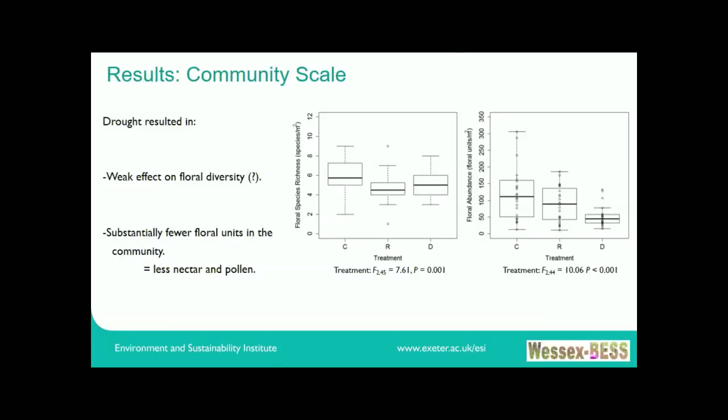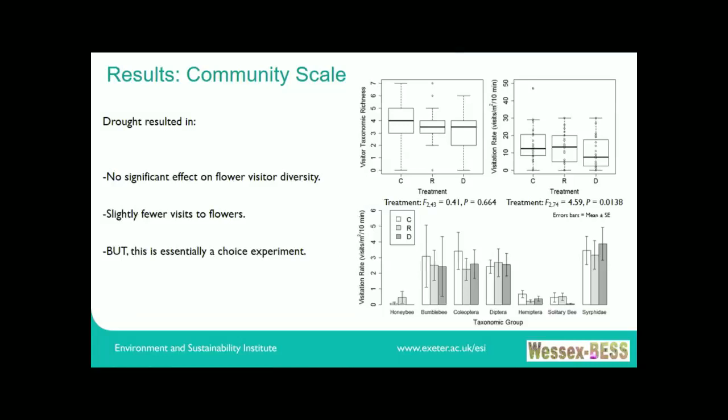And then trying to relate this to flower visitors, well, we didn't find a significant effect on visitor diversity. We found a kind of weak effect on visitation rate, but because the visitation rates were so low overall, and because our survey duration is quite short, it was quite hard to pin this down to an effect on any particular taxonomic group, as you can see here. And these are quite broad groups, but to take this to any lower level just becomes meaningless information.